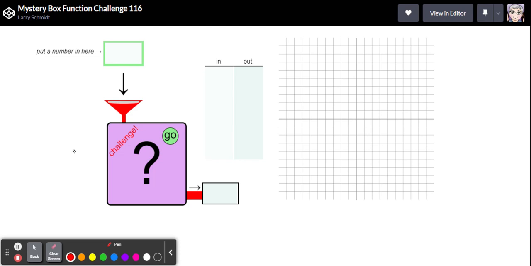In the purple box there's some mystery math and your challenge is to figure out what that is. It's a Friday, so this math is particularly challenging today. You can use the link in the description to try this out, and when you think you know what it is, come on back and see if we get the same thing.